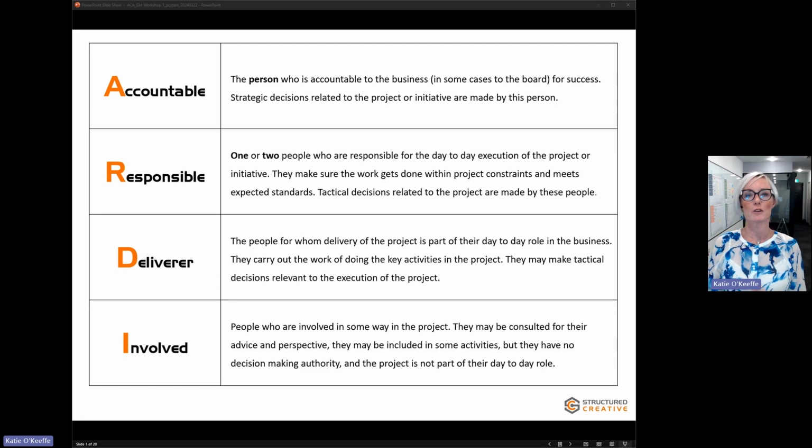So we'll be working with you over the coming weeks and months to allocate these roles and responsibilities out for your projects, and then helping you to establish a project rhythm and execution disciplines so that we can bring strategy to life.